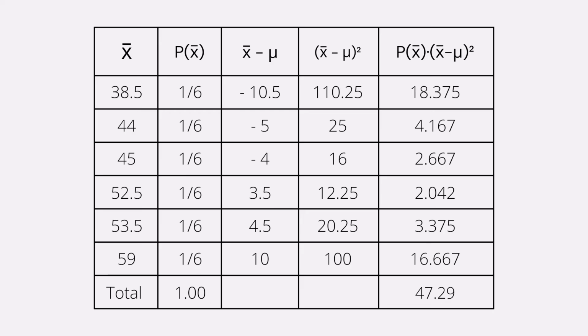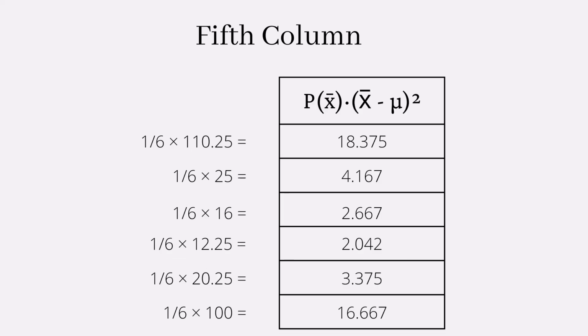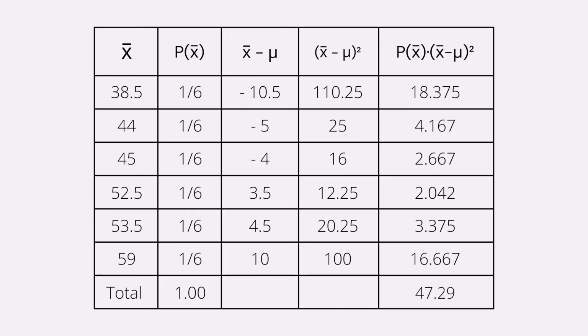the second column. So 1/6 times 110.25 equals 18.375. 1/6 times 25 equals 4.167. 1/6 times 16 equals 2.667. 1/6 times 12.25 equals 2.42. 1/6 times 20.25 equals 3.375. 1/6 times 100 equals 16.667. When we add all of the total values in the second column, we get a total of 1.